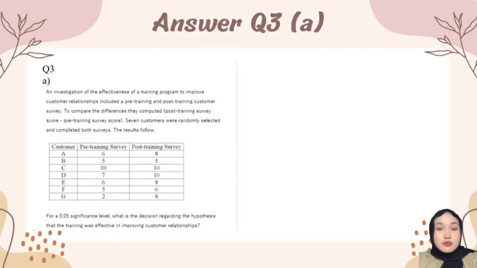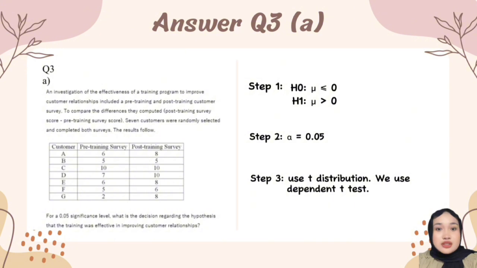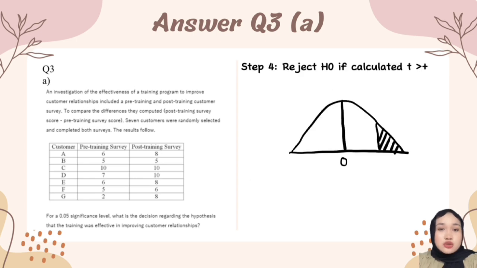For step 1, the keyword from the question is improving. So our H1 is mu more than 0, and our H null is mu less than or equal to 0. For every question using the dependent t-test, the pattern will always be the same, meaning that the value will always be 0. For step 2 and step 3, it is the same as other distributions, from the question given. Then for step 4, we need to find the critical value of t: reject H null if calculated t is more than what value.